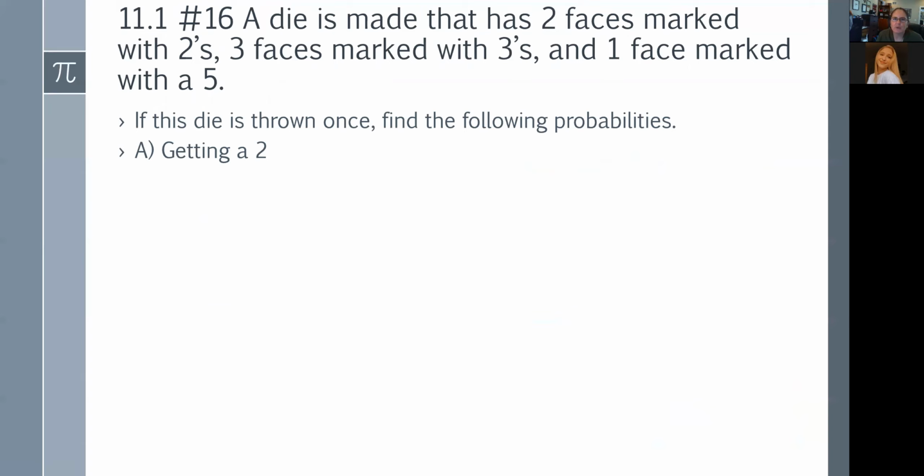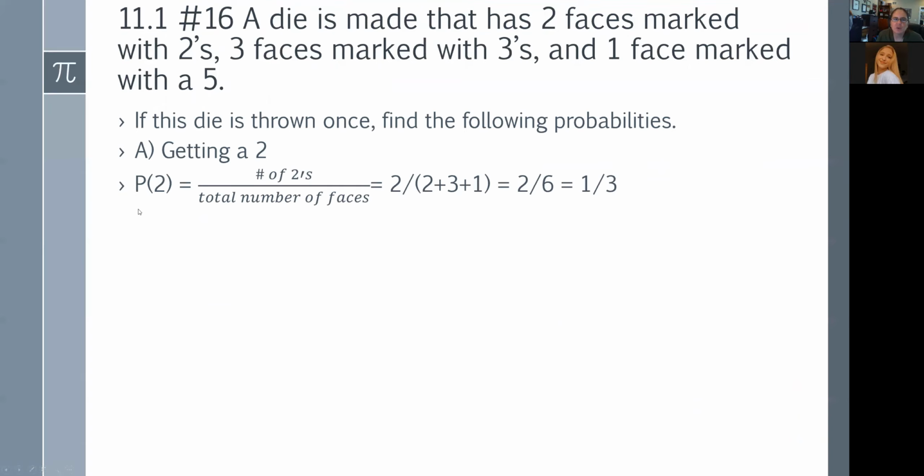Part A wants us to find the probability of getting a 2. So the probability of getting a 2 is the number of faces that are marked with 2s out of the total number of faces. We know there are 2 faces that have 2s on them, and then to find the total number of faces, I'm adding up the 2 faces that have 2s plus the 3 faces that have 3s plus the 1 face that has a 5. So that gives me 2 out of 6 or 1/3.